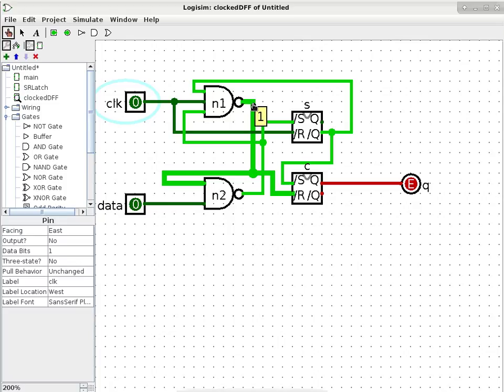Yep. Why will the output of N1 switch? Because when clock is 1, then you will have all three inputs being 1s. And this is a NAND gate, which means if all the inputs are 1s, the output is going to be a 0.